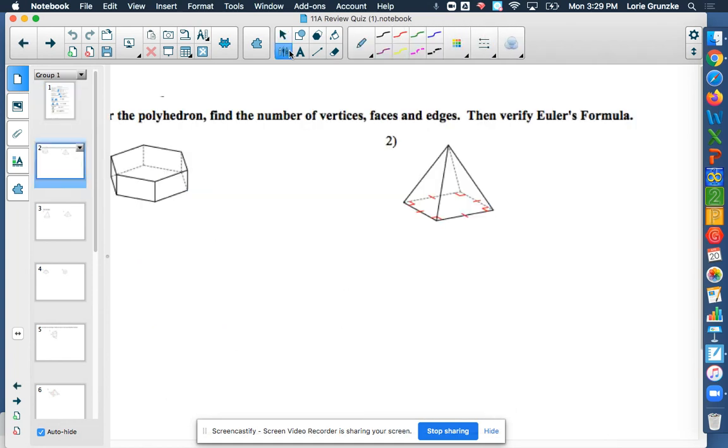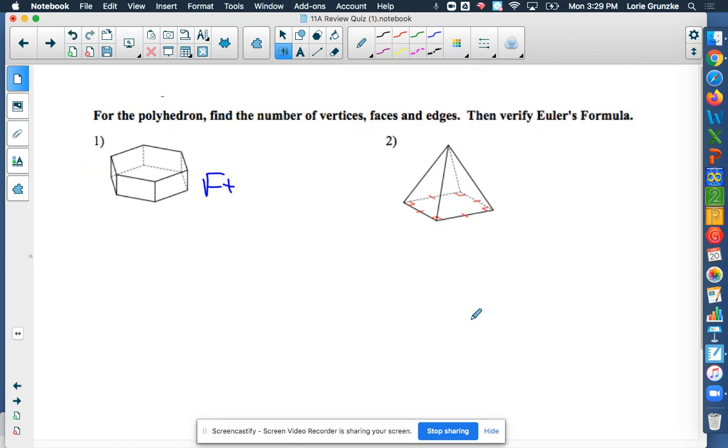So let's get started. I'm going to write the formula. Faces plus vertices equals edges plus 2. Face is the flat side. So I like to count 1, 2, 3, 4, 5. It's a 6-sided shape on the bottom, so it's a hexagon. The bottom is 1, the top is 1, and then how many sides? There should be 6. So there's going to be 8 flat surfaces.